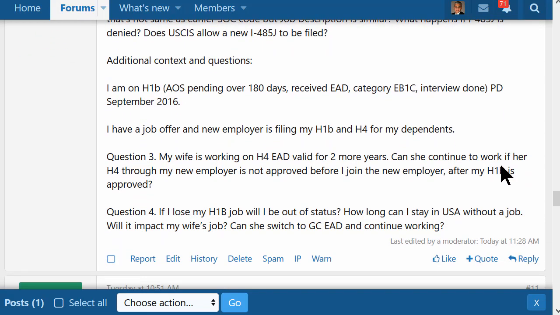I have a job. You are on EB1C. EB1C is also allowed the same benefit. I have a job offer. New employer is filing my H1B, H4, my dependents. Wife is working on H4 EAD for 2 more years. Can she continue to work if her H4 through my employer is now not approved?